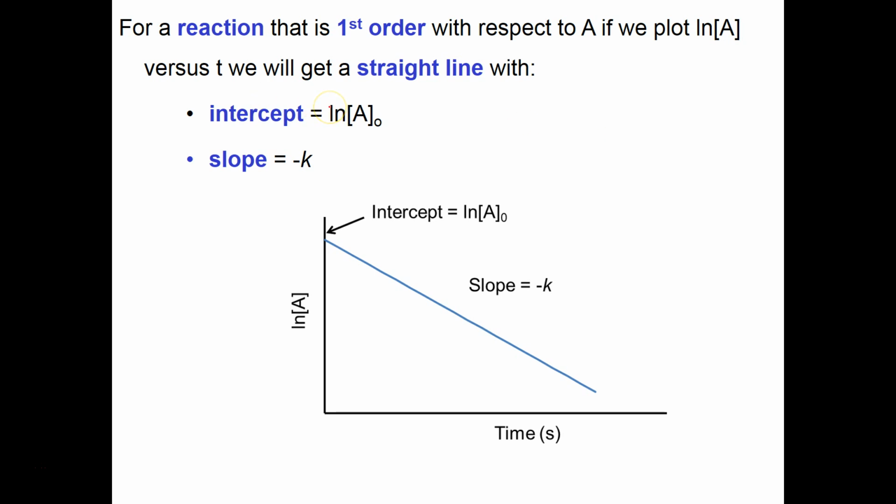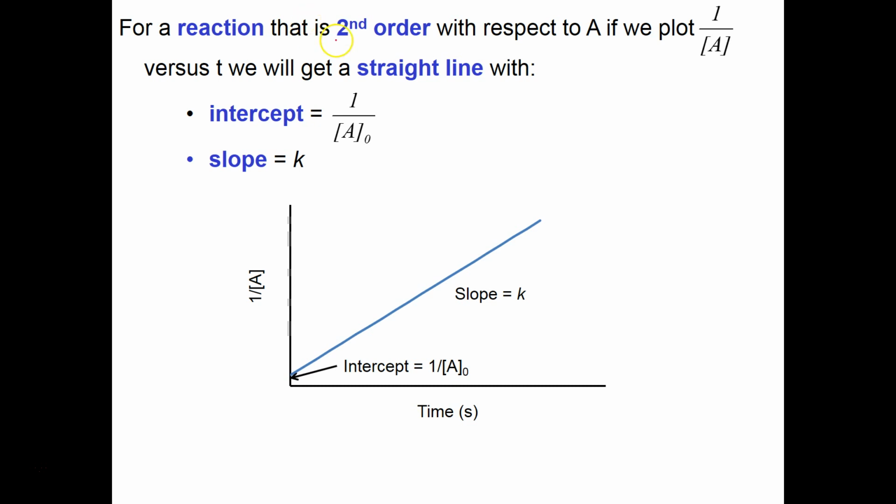Okay, so I'm talking about integrated rate laws here, and we know that if we have a reaction with one reactant, if that reaction is first order with respect to A, the reactant, if we plot log of A versus time, we will get a straight line with intercept equal to log of the original concentration of A, the concentration at time equals 0, and slope equals minus k.